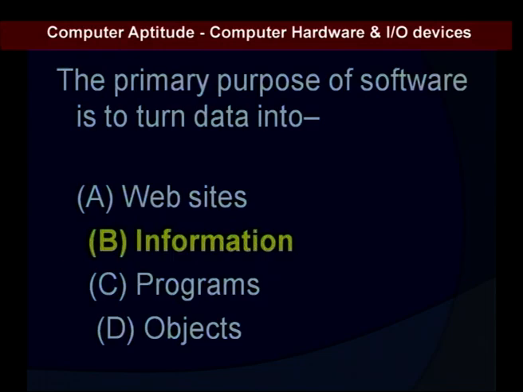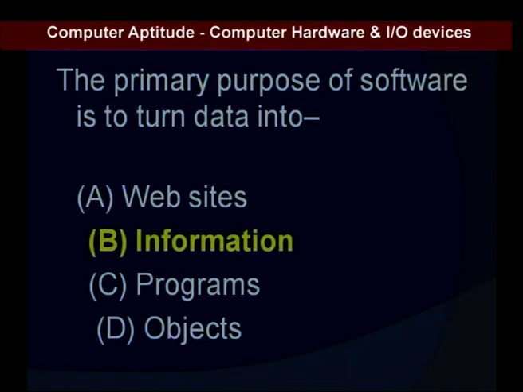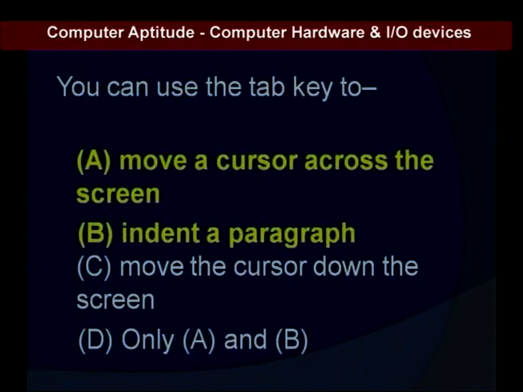The primary purpose of software is to turn data into information. So software is prepared to turn the data into information. You can use the tab key to move the cursor across the screen and indent a paragraph. It moves from one place to another place; the word-to-word gap is 5 letters only. Again you use the tab button, and it takes only 10 letters. You also have to check indenting a paragraph. So the answer is only A and B. A and B answers are correct.